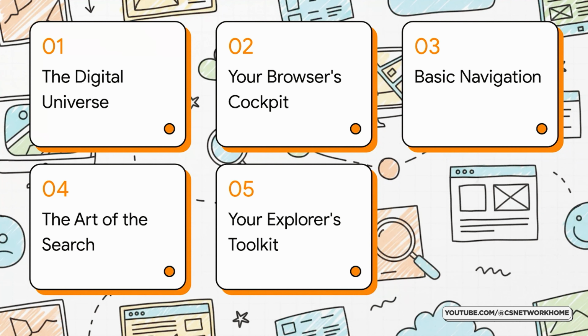So here's our game plan for today. First, we're going to map out the digital universe so we know the lay of the land. Then, we'll step inside your browser's cockpit and get a feel for all the controls. After that, we'll get hands-on with mastering basic navigation, and then really dive into the art of the search. And finally, we'll pack everything up and review your Explorer's Toolkit so you're totally ready for your next adventure.